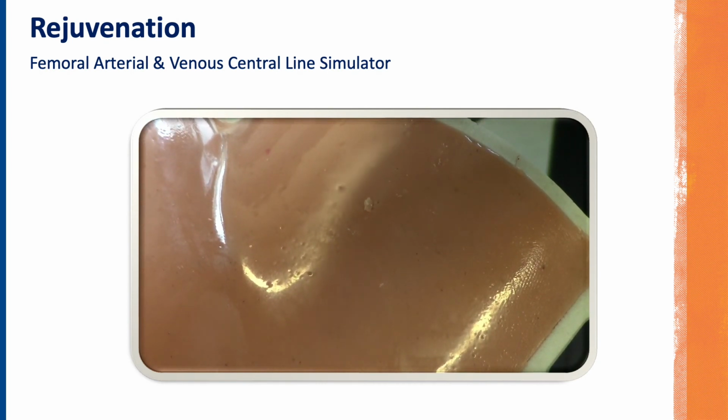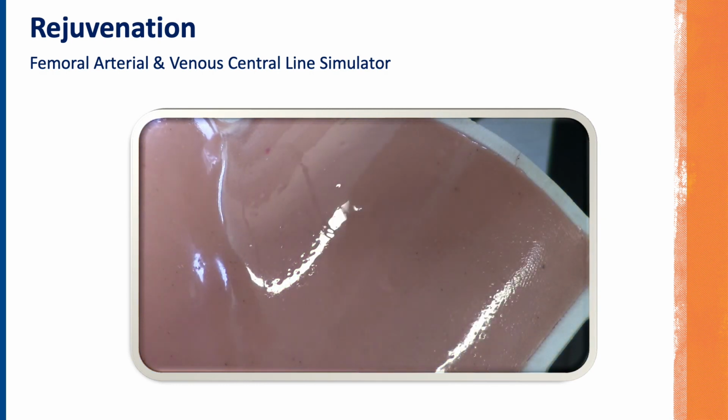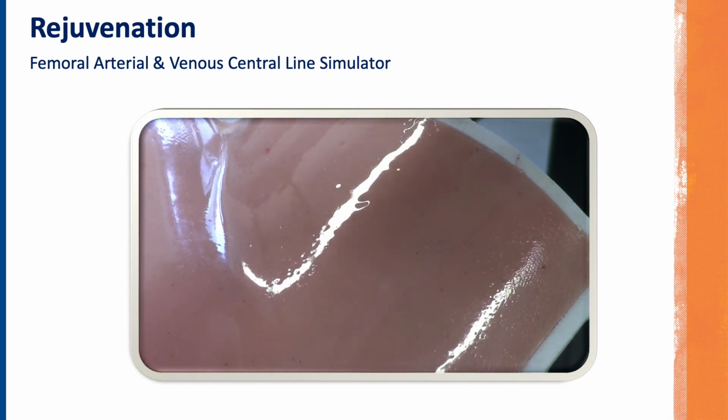The anatomical block is made from ballistic gel. This allows for rejuvenating the damage caused by needling and catheter placement in the insertion sites. Heat gun application for a couple of minutes is enough to rejuvenate the simulated skin and prepare the simulator for the next training.